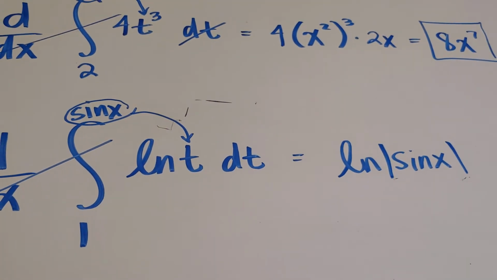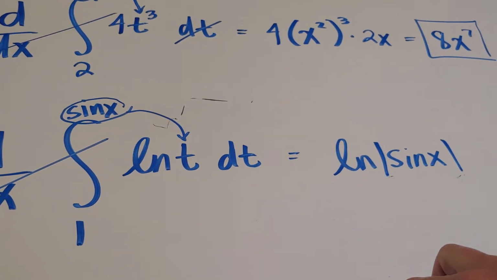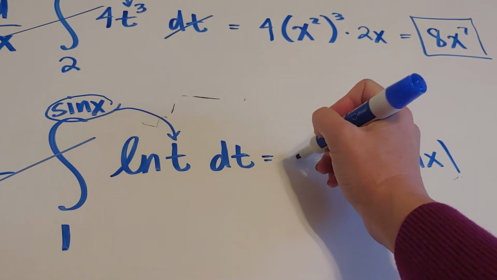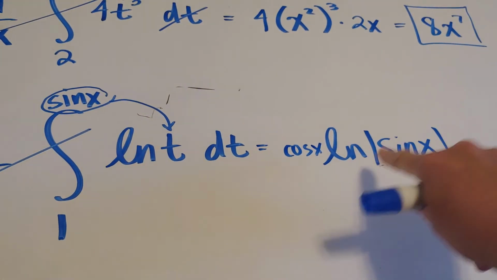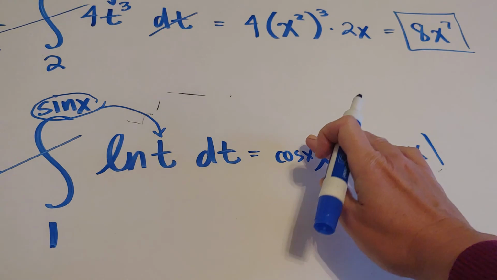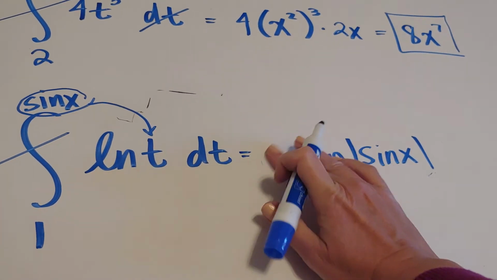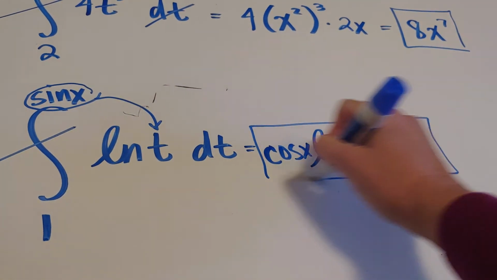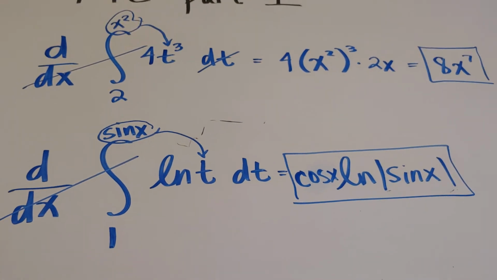Okay, and then what is the derivative of sine? The derivative of sine is cosine, and I'm actually going to put that cosine out front so it doesn't get lost in the ln, since it looks like a weird exponent because it's so small. There we go. That's our answer.